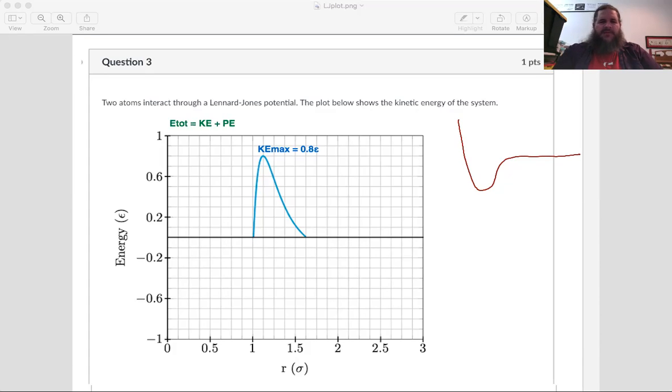What should be the value of potential energy when kinetic energy hits its maximum? At that same instant in time. So presumably at this location, this R value. What should be the value of potential energy there? It's not going to be 0. It's going to be a lot lower than that. What is the lowest potential energy you can get on the Lennard-Jones graph? Yeah, -1 epsilon. The lowest potential energy minimum on the Lennard-Jones graph is -1 epsilon.